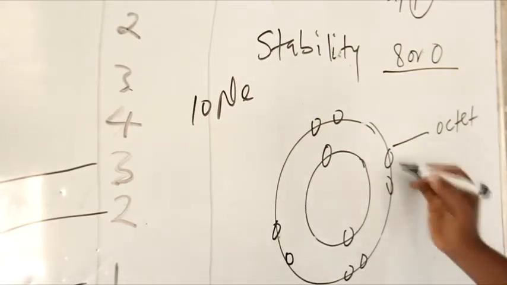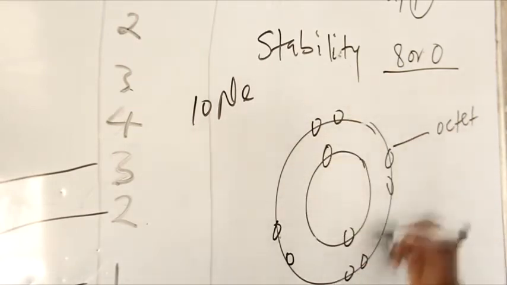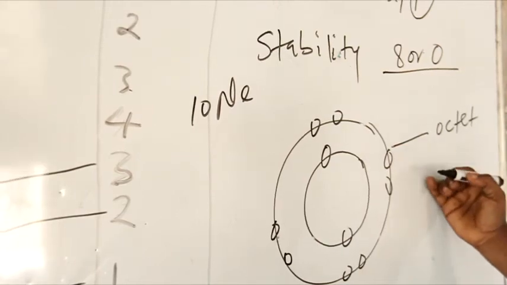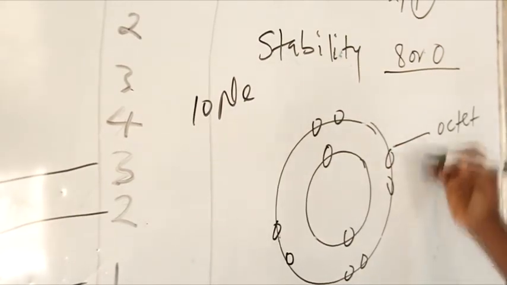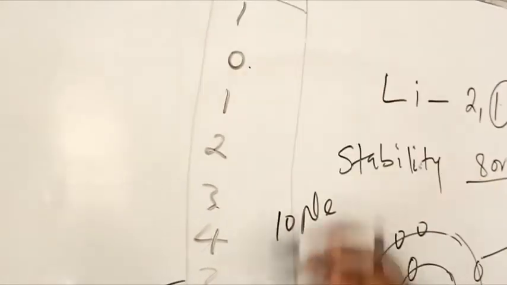This octet configuration denotes stability. So such elements with this stable nature do not combine and do not transfer their electrons whatsoever. That is why they have their valency to be 0.